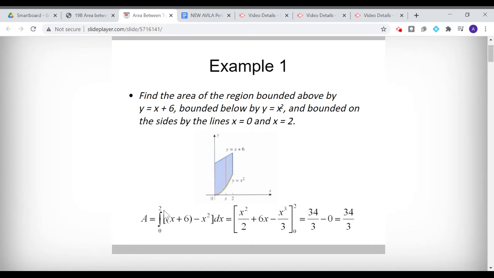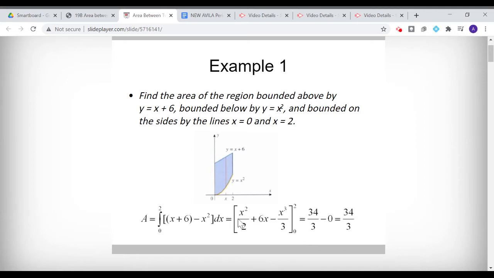So we're going to take the integral between when x equals 0 and x equals 2 of the top function, x plus 6, minus the bottom function, x squared dx. Well, the integral of x plus 6 is x squared over 2. The integral of 6 is 6x. And the integral of x squared is x cubed over 3. So that's my integral. I need to evaluate it when x equals 2 and when x equals 0.